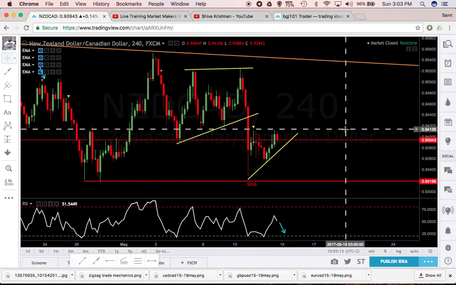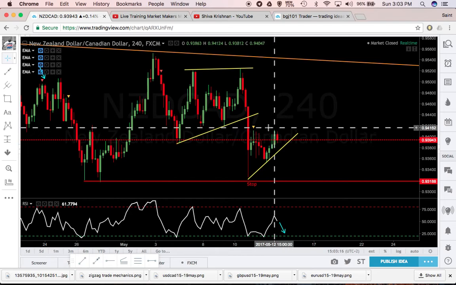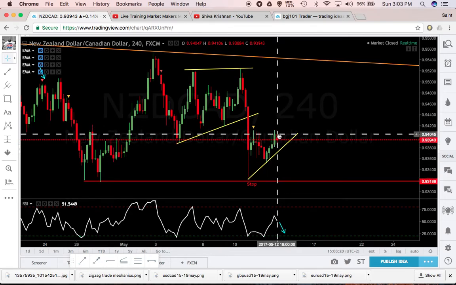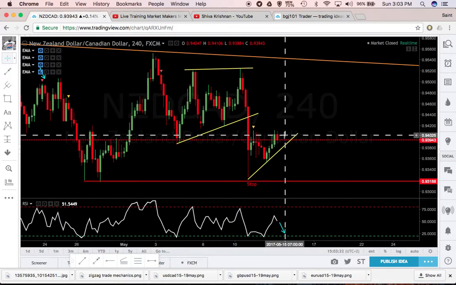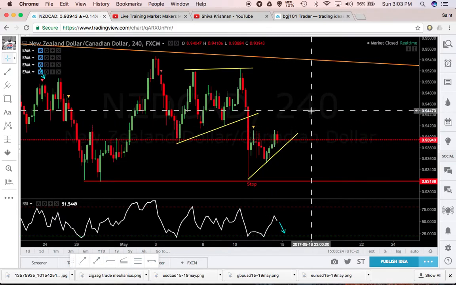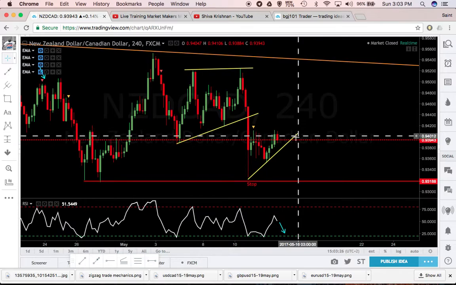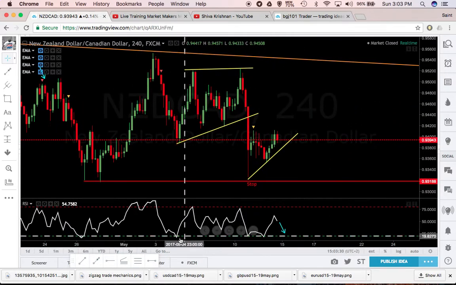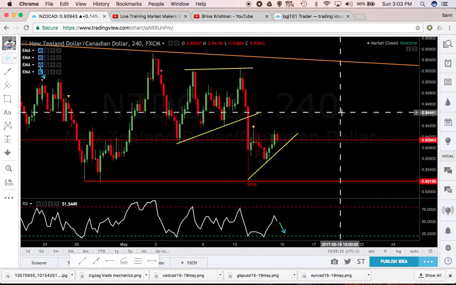New Zealand CAD. New Zealand CAD, once again, this could be a top. If it is, then we're looking for another move down. If not, it could form a continuation pattern and make a slight move up. But as with the CAD pairs, we're still looking overall for CAD to move bearish. So we're just waiting for a nice pattern to form here, and then we'll go from there.